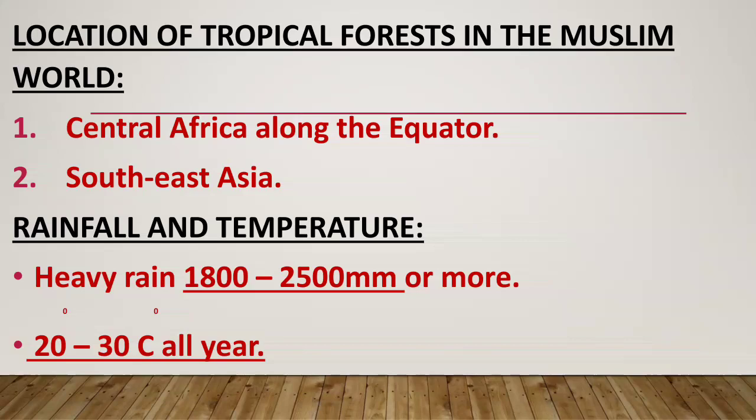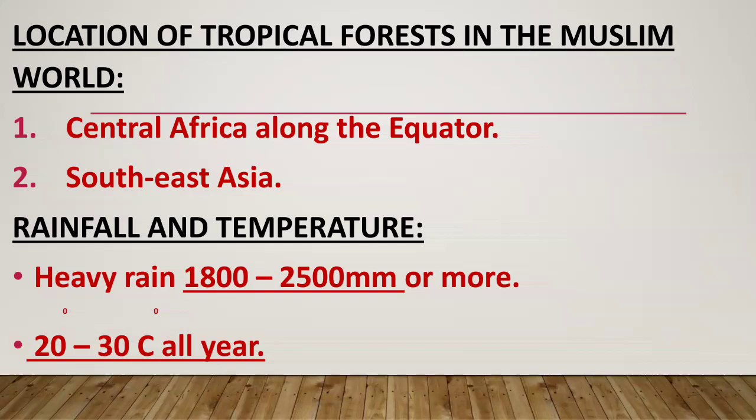Location of the tropical forest in the Muslim world is Central Africa along the equator and Southeast Asia. Rainfall and temperature in these kinds of forests: these areas receive heavy rainfall, 1800 to 2500 millimeters or more. And the yearly, or climatic, temperature of this area is 20 to 30 degrees Celsius. It means that because of the moisture, the trees, and the rainfall, the temperature is not too high.